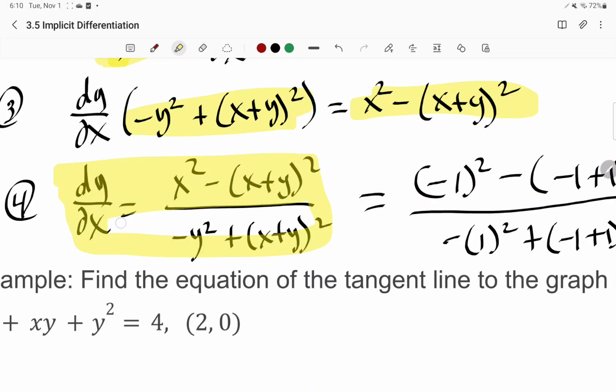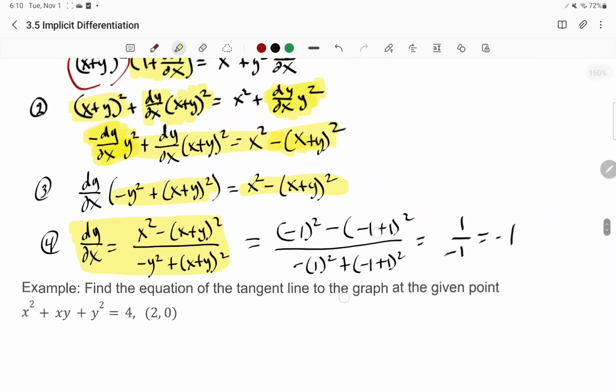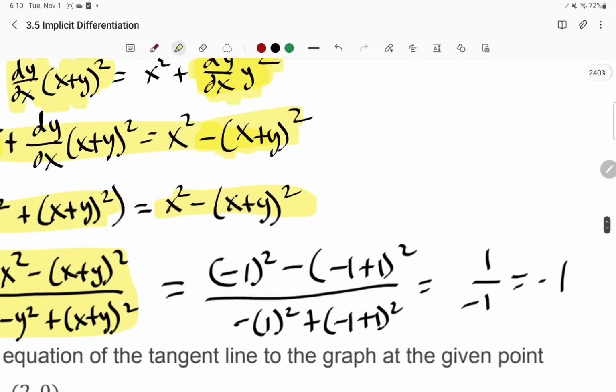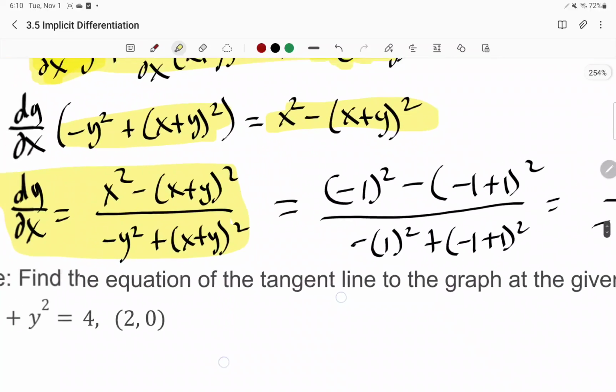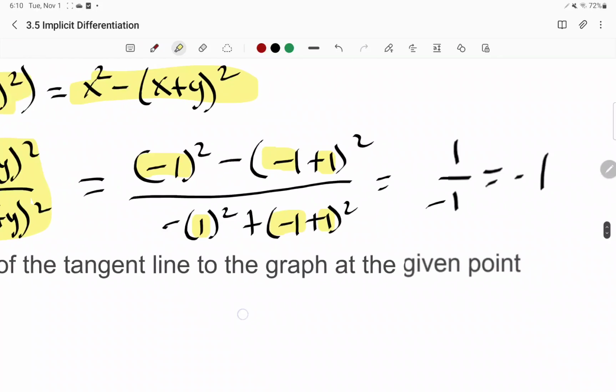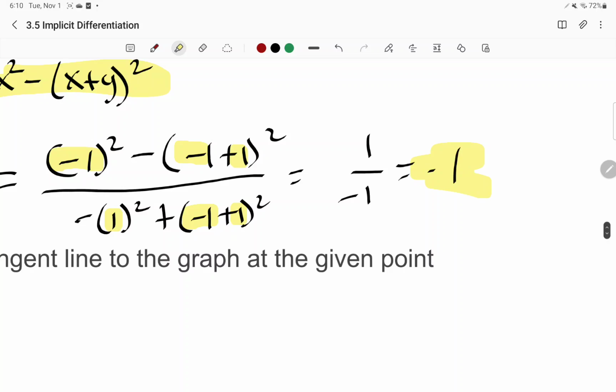And again, leave y as y. That's just fine because for the point, they give us the point at x equals negative 1, y equals 1. So we're going to go ahead and plug x equals negative 1 right there, and right there, and then y equals 1 into there, there, and there. And when you simplify that thing, it actually simplifies all the way down to negative 1.